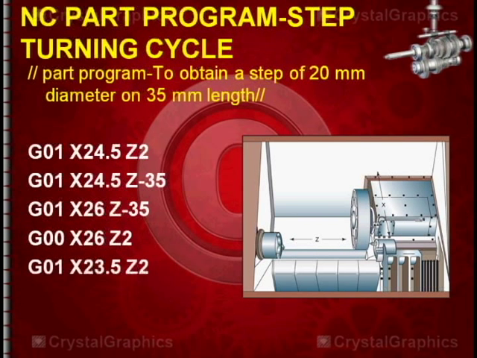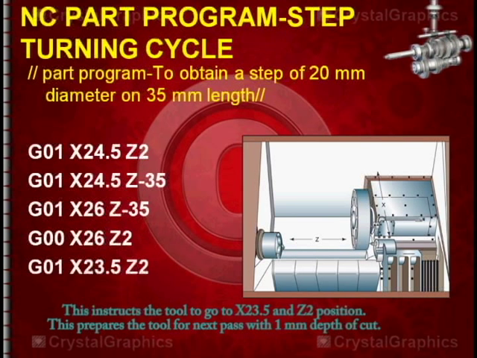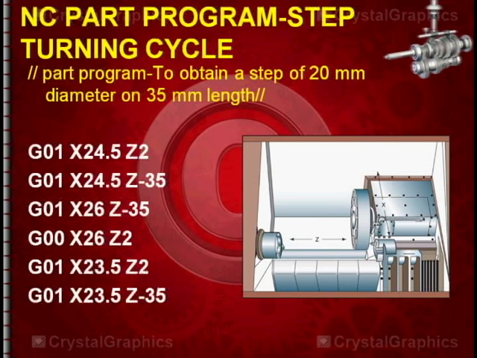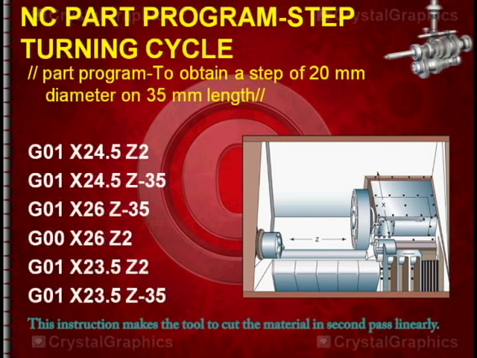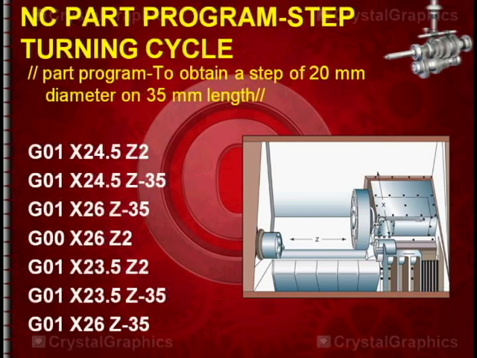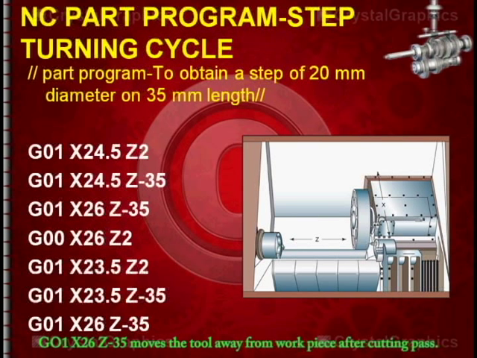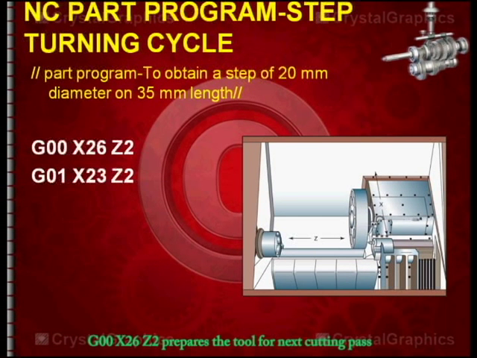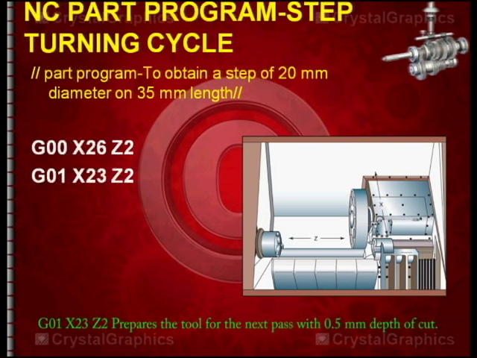G01 X23.5 and Z2. This instructs the tool to go to X23.5 and Z2 position. This prepares the tool for the next pass with 1 mm depth of cut. G01 X23.5 Z-35. This instruction line makes the tool cut the material in the second pass linearly. G01 X26 Z-35. Again, G01 X26 Z-35 moves the tool away from the workpiece after the cutting pass, and G00 X26 Z2 prepares the tool for the next cutting pass, and G01 X23 Z2 prepares the tool for the next pass with 0.5 mm depth of cut.